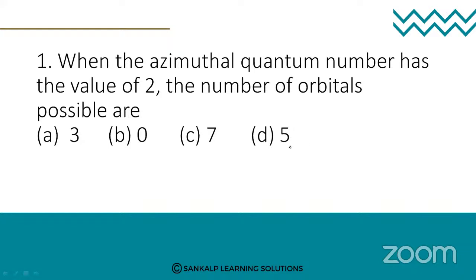The azimuthal quantum number is represented by l, and the value of l is 2. So in l equals 2, what is the number of orbitals? Options are given. Tell me, try to answer.